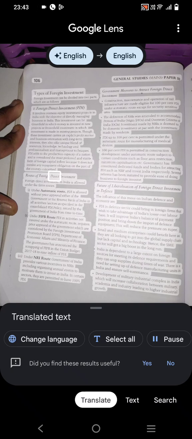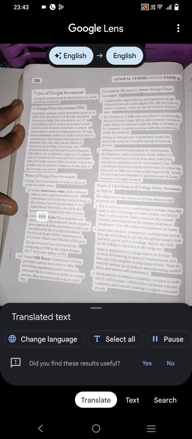Routes of foreign direct investment. Foreign direct investment in India is allowed under three routes. Under automatic route, FDI is allowed without prior approval either of the government or the Reserve Bank of India in all activities and sectors as specified in the Consolidated FDI Policy, issued by the Government of India from time to time.